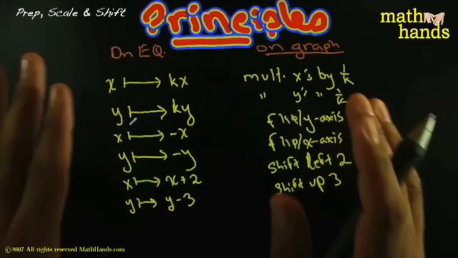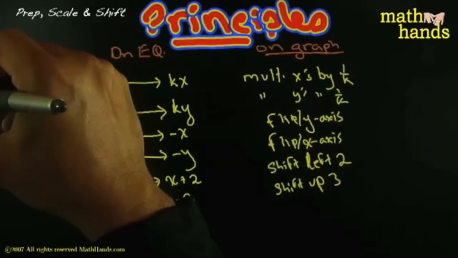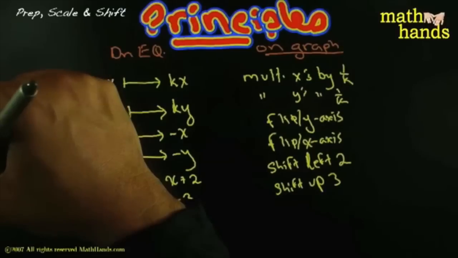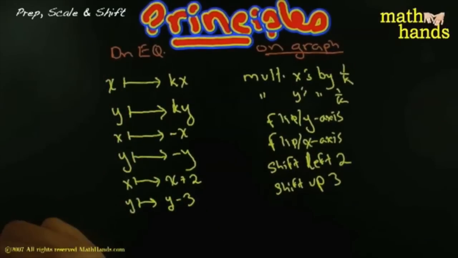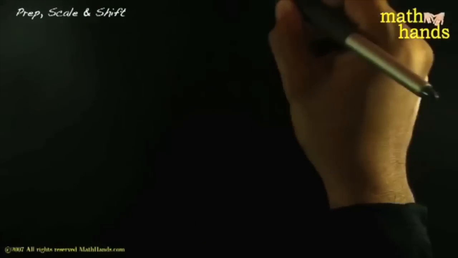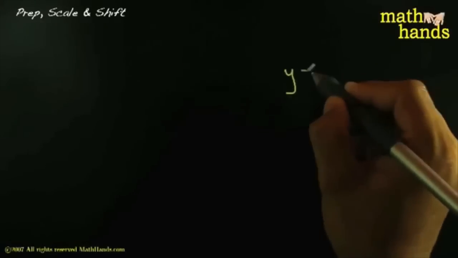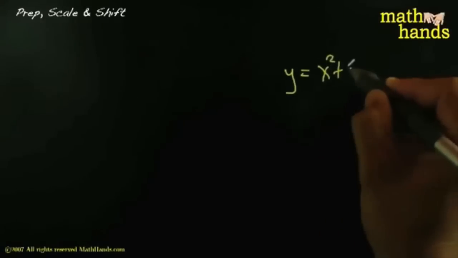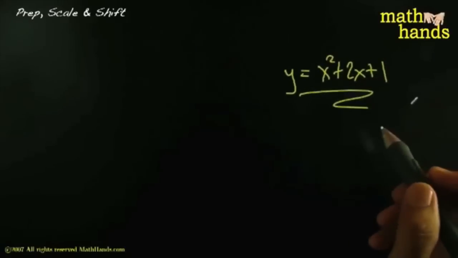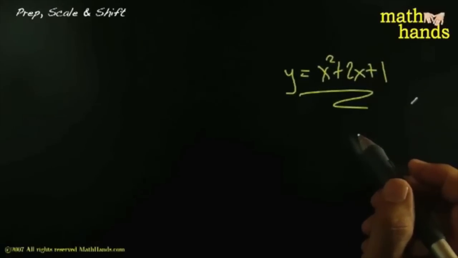Let me tie that in with today's lesson. Why does that matter? To tie it up, I think the best way to do it is to consider the following idea. Suppose you wanted to graph something like y is equal to x squared plus 2x plus 1. Okay, that's what you want to graph. Think about that.